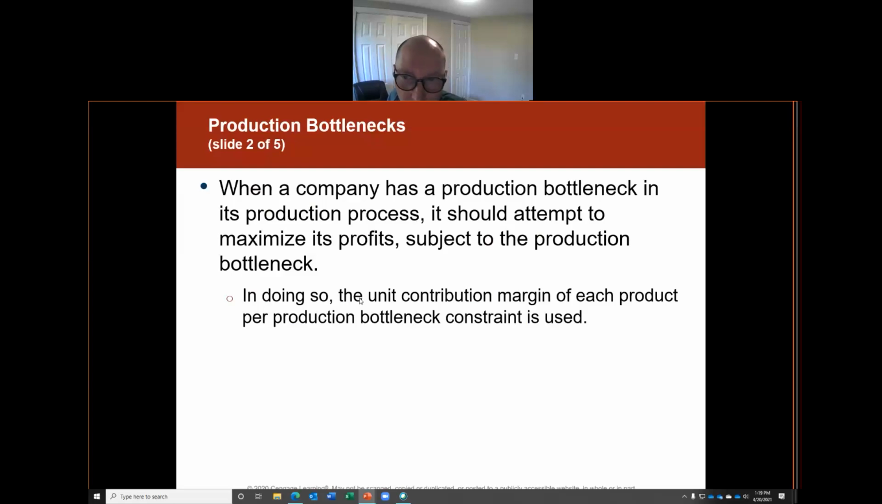Now, in order to resolve a production bottleneck, we need to find out what was the cause. How do we maximize profits from it?